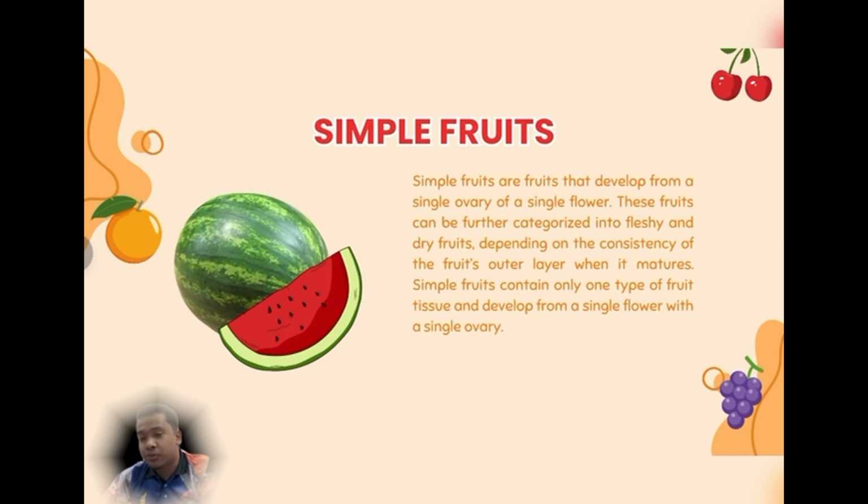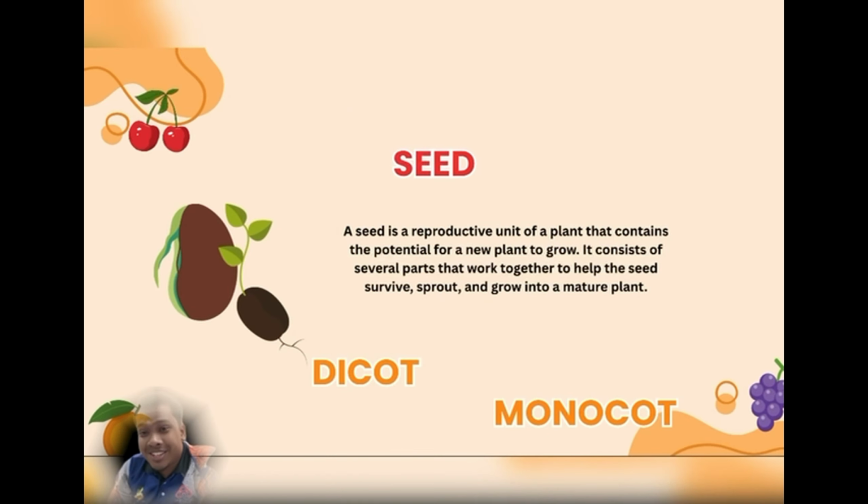And the last one, simple fruit. Simple fruits are fruits that develop from a single flower with a single ovary. Watermelon is an example of a fleshy simple fruit. About the seeds, there are two types, dicot and monocot.